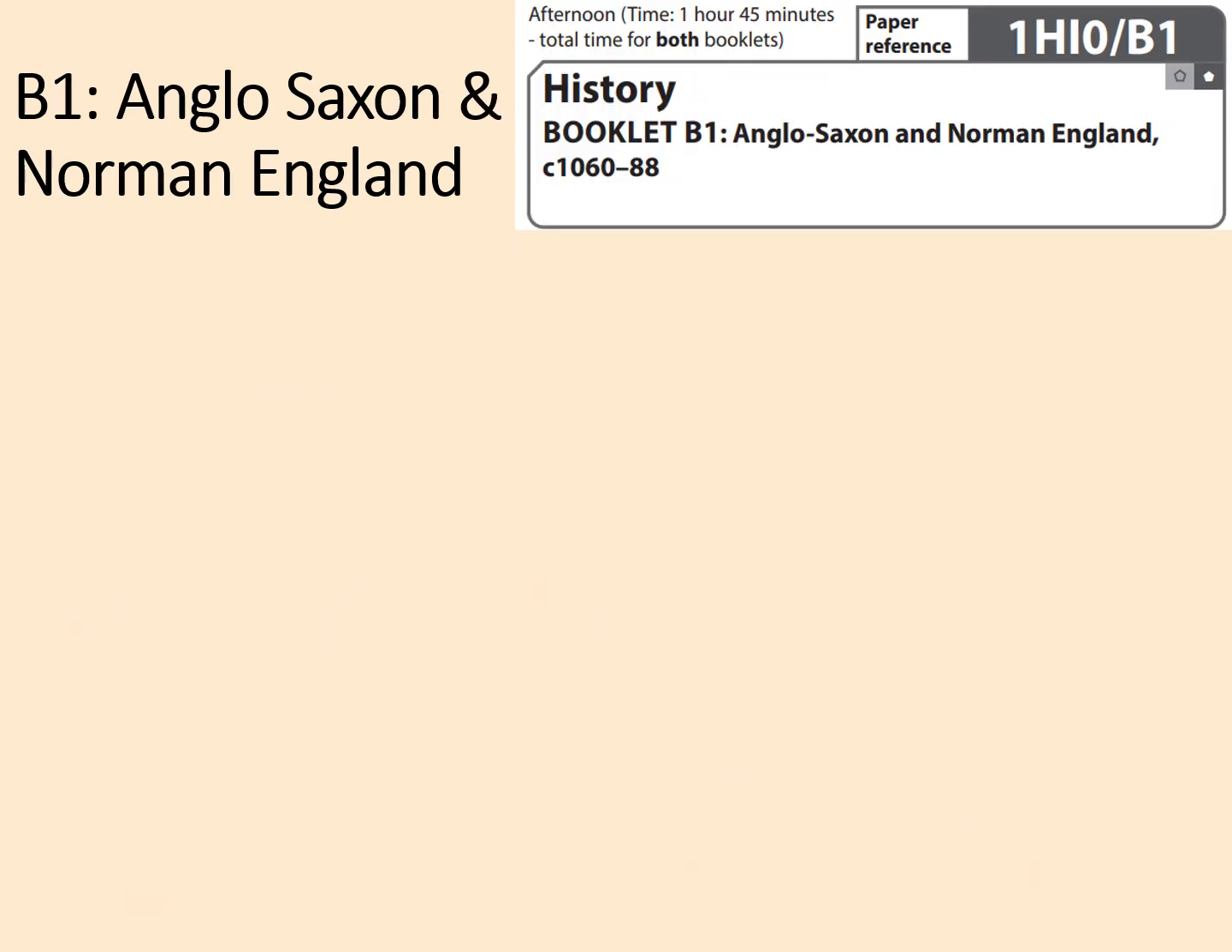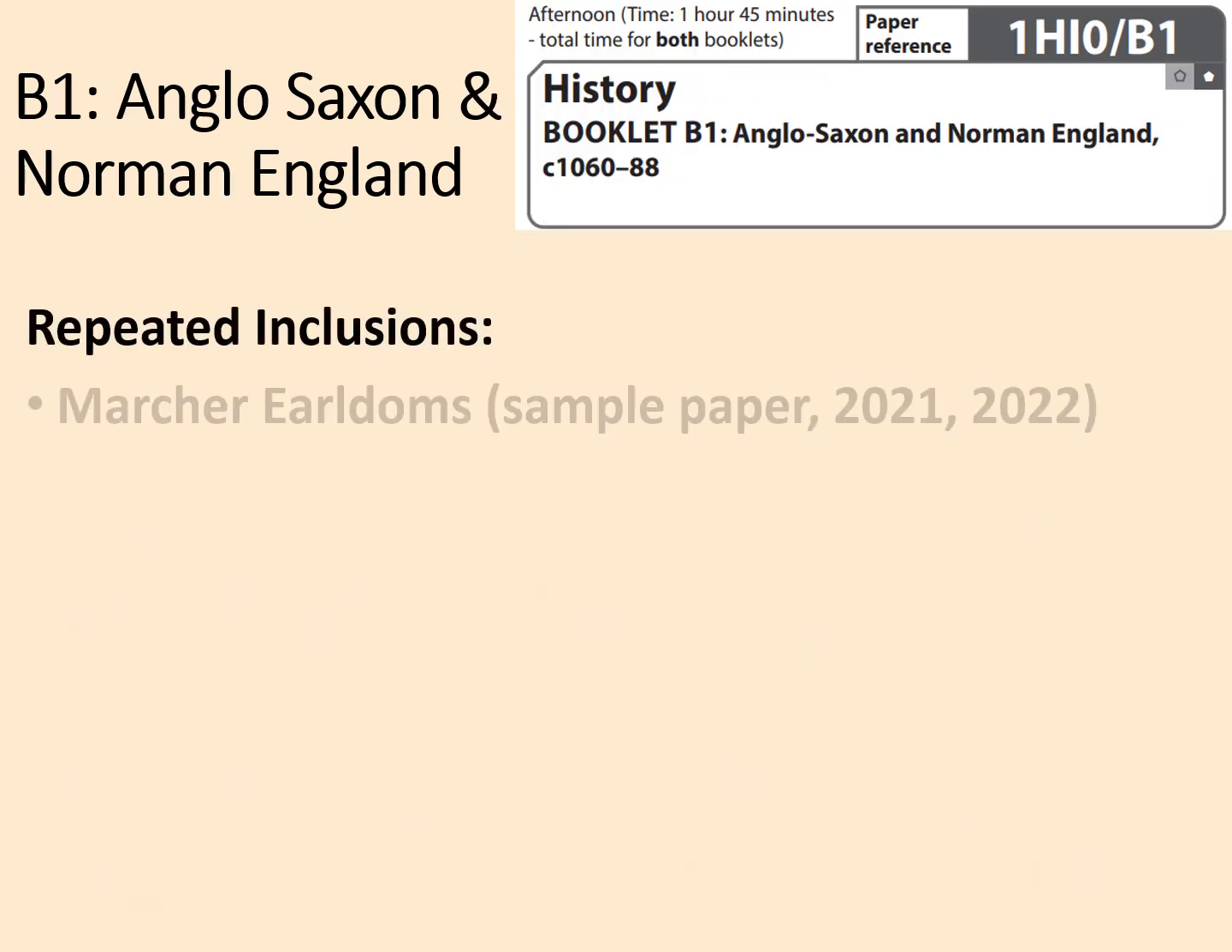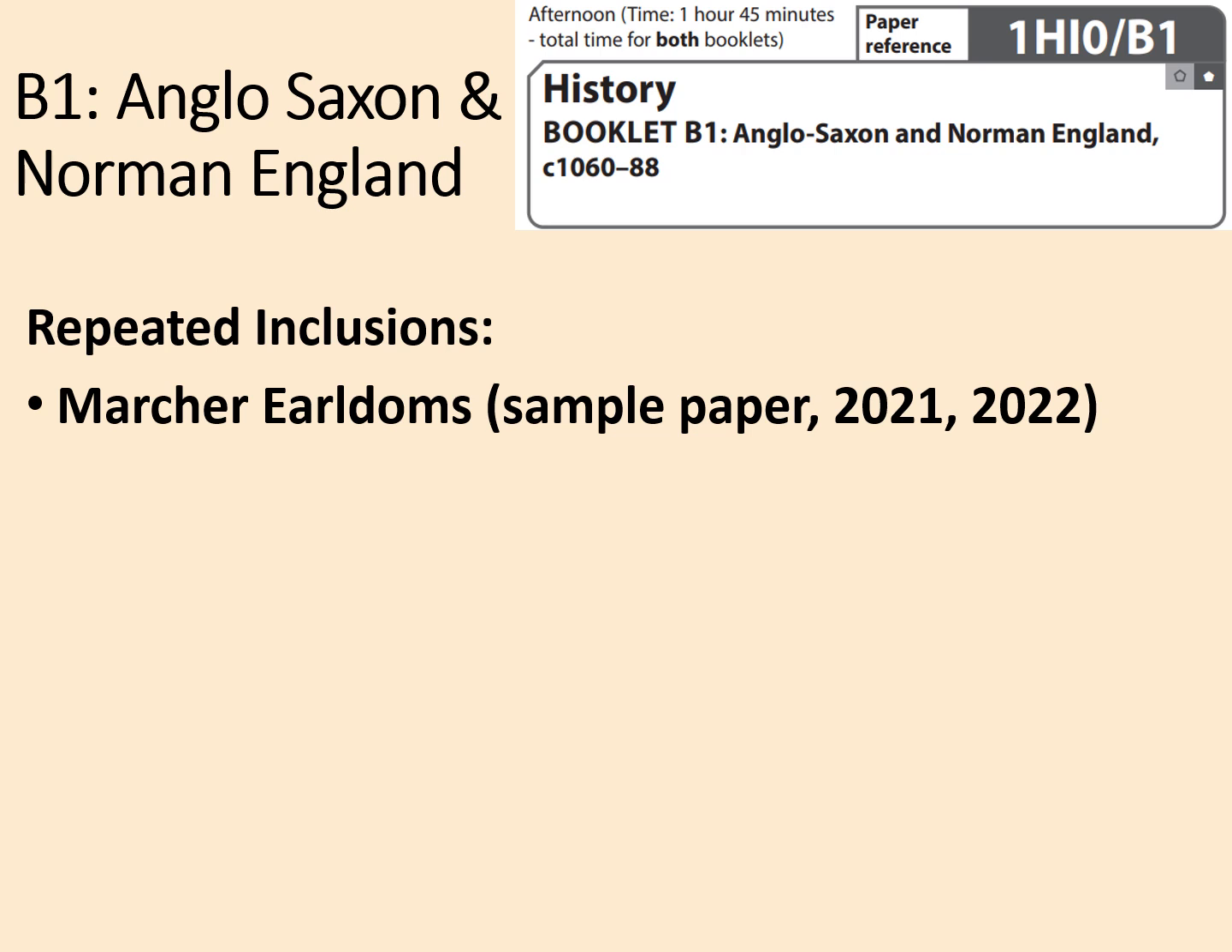Bearing in mind last year's questions, what have been the repeated inclusions? The Marcher Earldoms has come up a few times. It was in the sample paper, the 2021 paper and the 2022 paper, but that was 3 years ago. It's the sort of thing that could appear again.